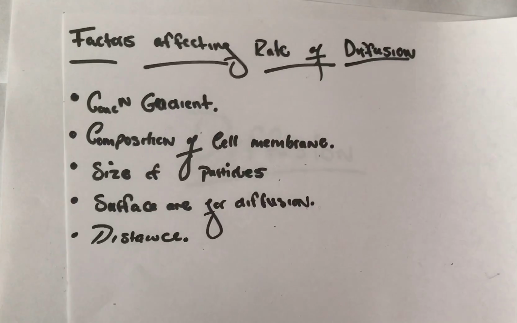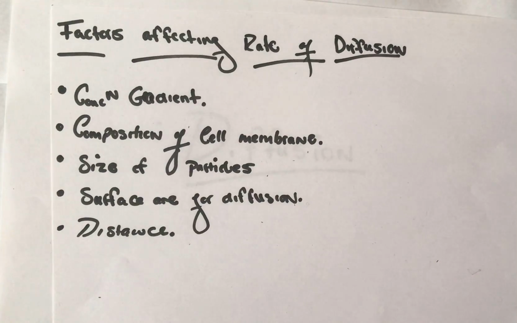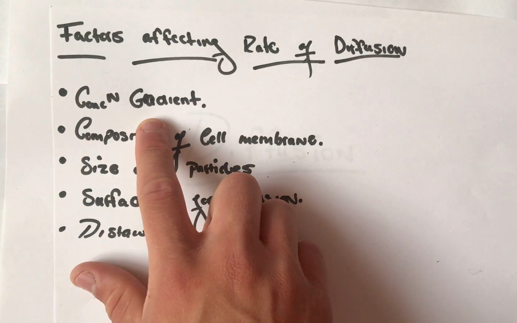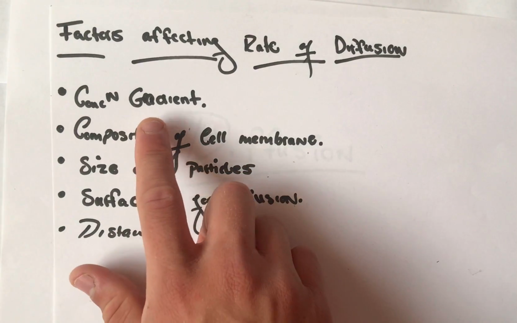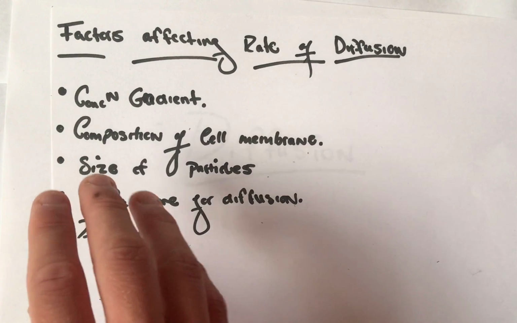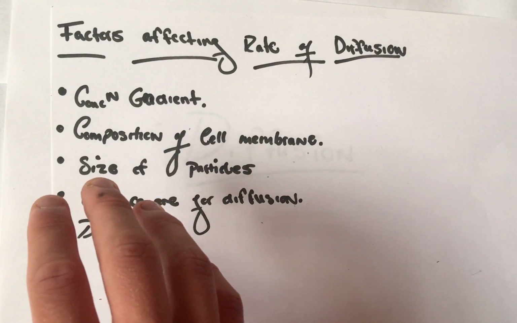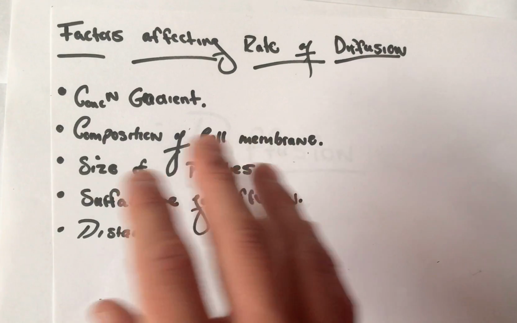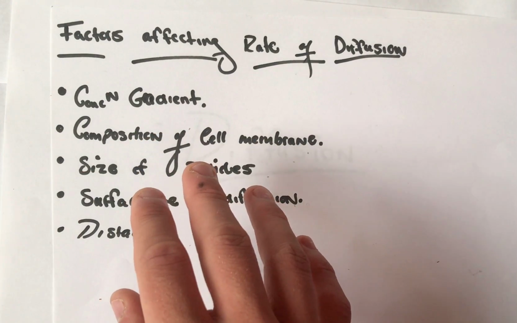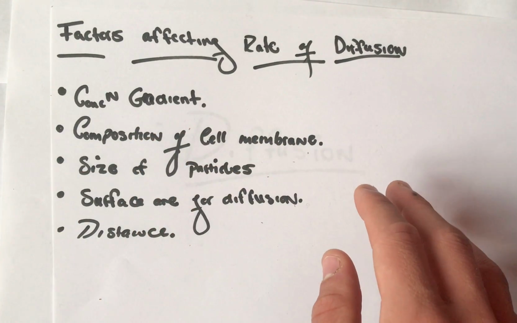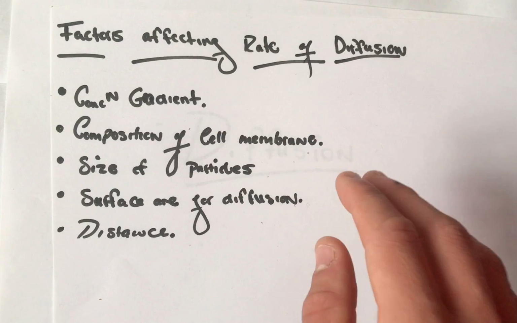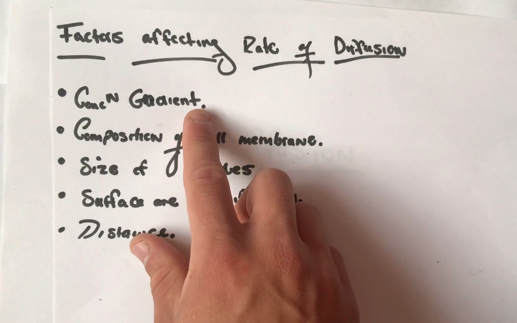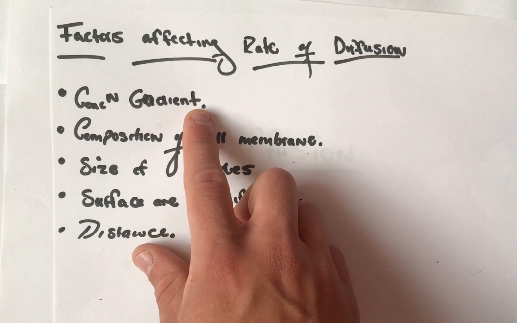So firstly we're going to look at the factors which affect the rate of diffusion. The first one is the concentration gradient. The concentration gradient is merely the difference between the area that has a high concentration of particles compared to the area that has a lower concentration of particles. The difference between these two areas is what's known as the concentration gradient. A larger concentration gradient will increase the rate of diffusion.